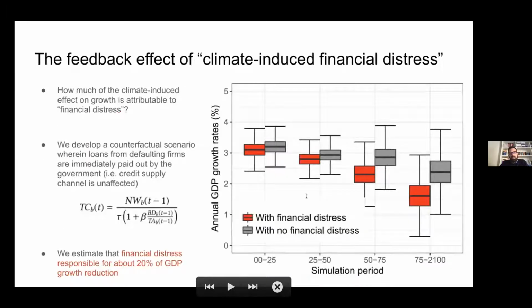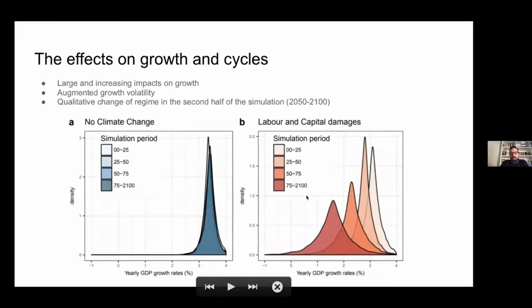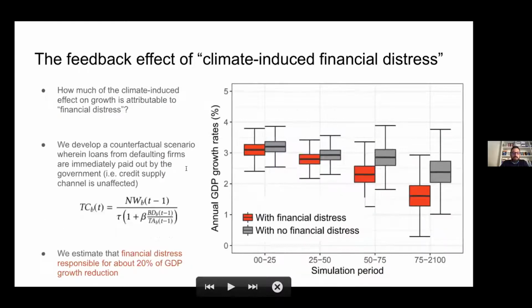And then we also tried to understand to what extent this effect is due to the feedback loop. And the feedback loop comes through this equation. So when the banking sector is exposed to higher probability of non-performing loans, it reduces the total amount of credit that it provides to the economy. This means that the economy becomes increasingly credit constrained.